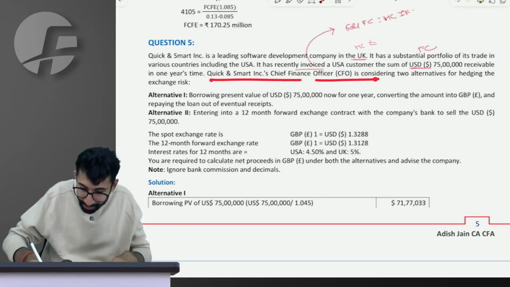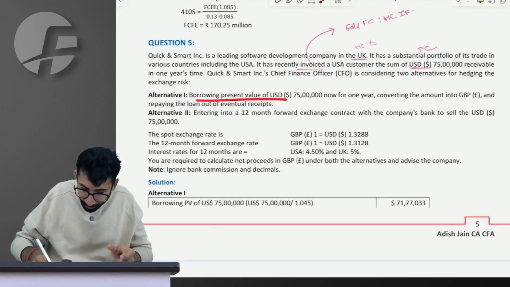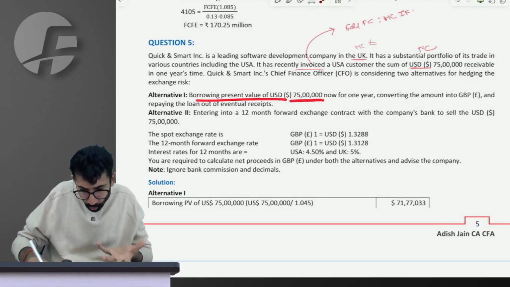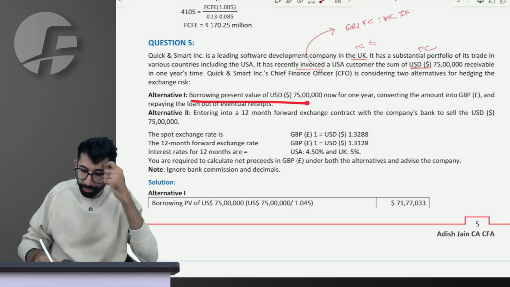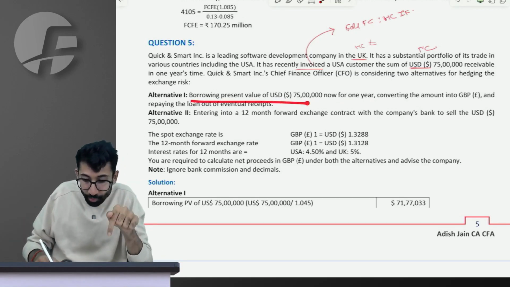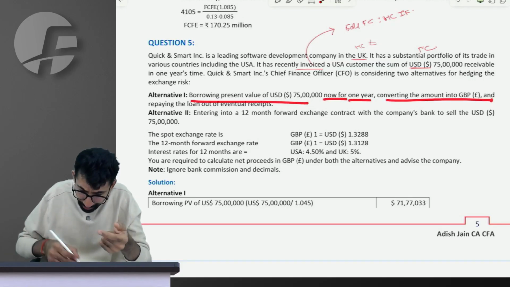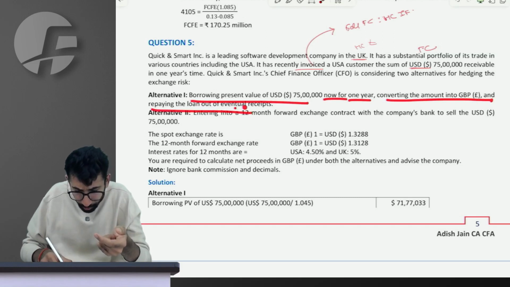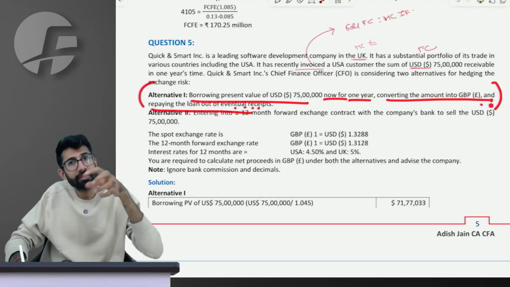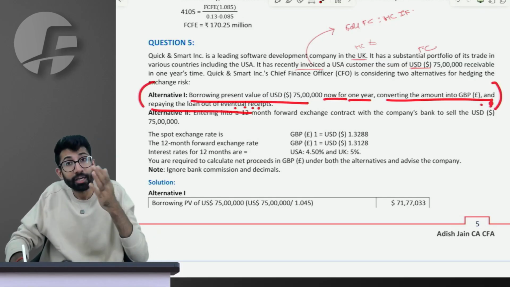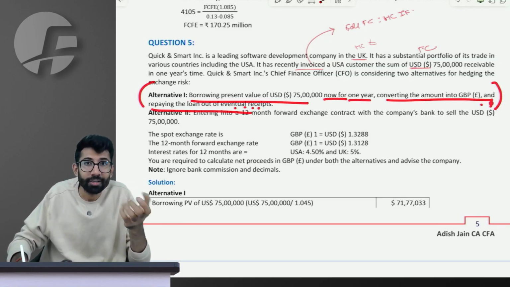Quick and Smart CFO is considering two alternatives. One, borrowing present value of USD 75 lakh now for 1 year, converting the amount into pound and repaying the loan out of eventual receipts. Sir, 1 second. This is nothing but, if you realize, the process of money market hedging.